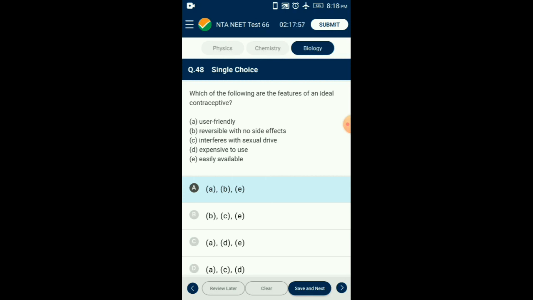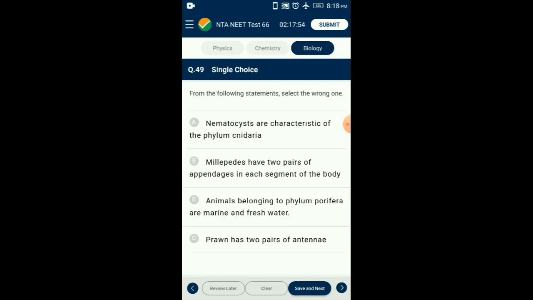Question number 49. From the following statements, select the wrong one.